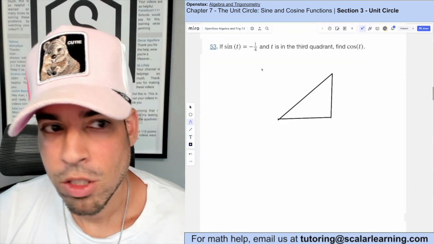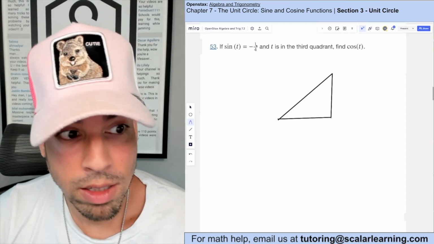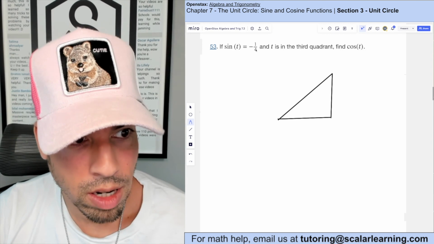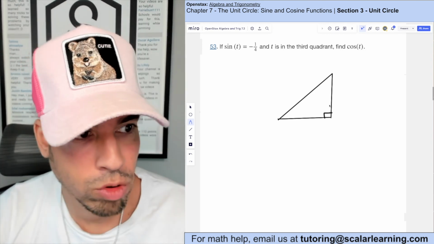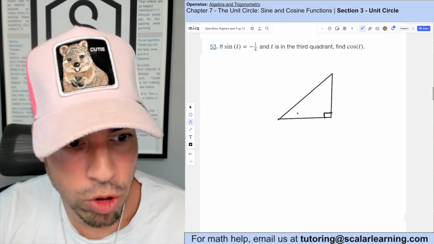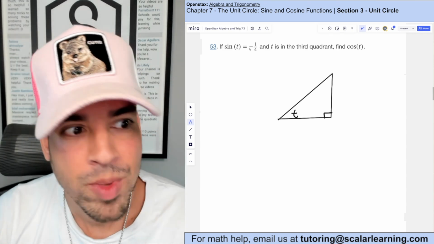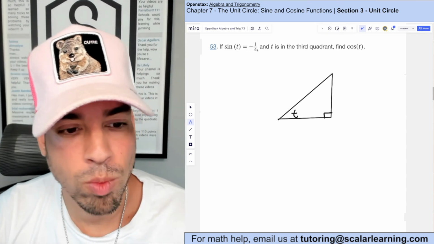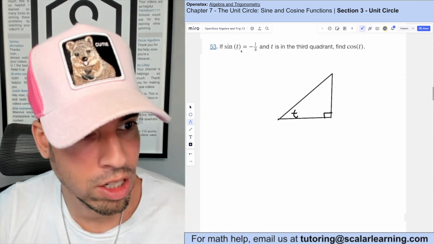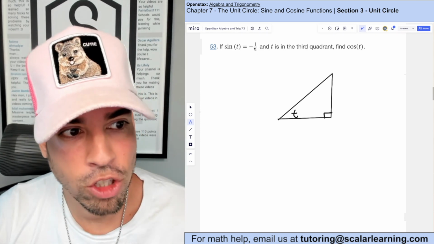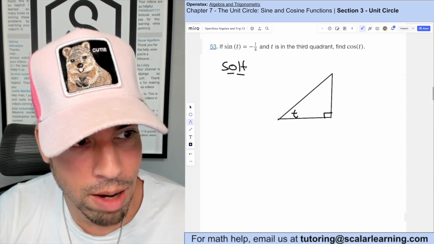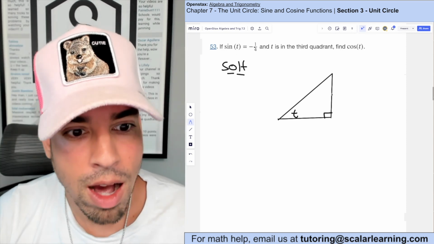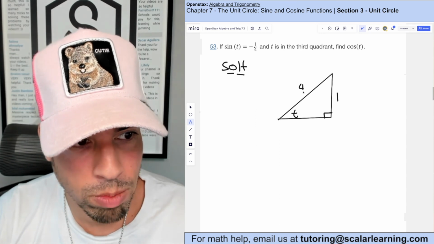Done. So for this one, they're giving us this value, and it's negative 1/4 is what sine of t is. And by the way, this is not in the unit circle, so we're going to have to use a little right triangle drawing. Let's check this out. We're going to arbitrarily choose t to be here, and it's saying sine is negative 1/4. I'm not really going to pay so much attention to the negative right now, but in SOHCAHTOA, sine is opposite over hypotenuse, so opposite could be 1, hypotenuse could be 4.